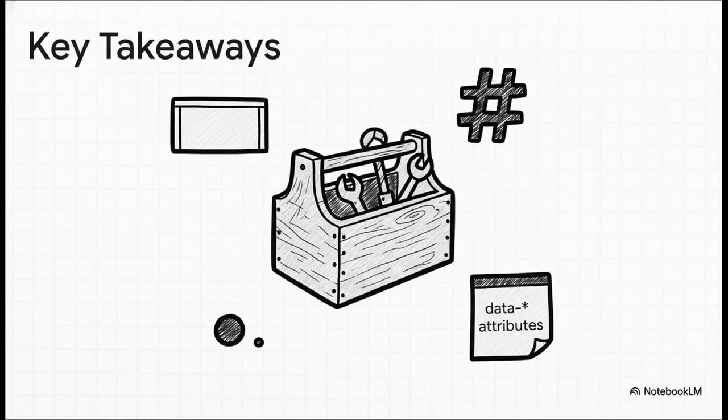So, let's quickly recap what's now in your developer toolkit. You've got div and span for creating containers, you have ID for unique labels and class for reusable ones, and you've got data attributes for adding custom info. Mastering these concepts is absolutely key to building professional, scalable websites.